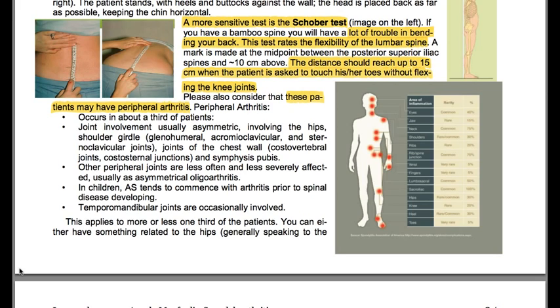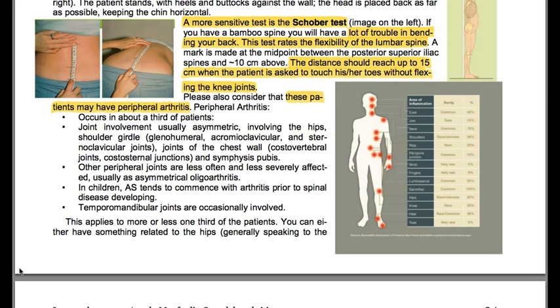Please also consider that these patients may have peripheral arthritis, which occurs in about a third of patients. Joint involvement is usually asymmetric, involving the hips, shoulder girdle, glenohumeral, acromioclavicular, and sternoclavicular joints, the joints of the chest wall, costovertebral joints, costosternal junction, and symphysis pubis. Other peripheral joints are less often and less severely affected, usually as asymmetrical oligoarthritis.